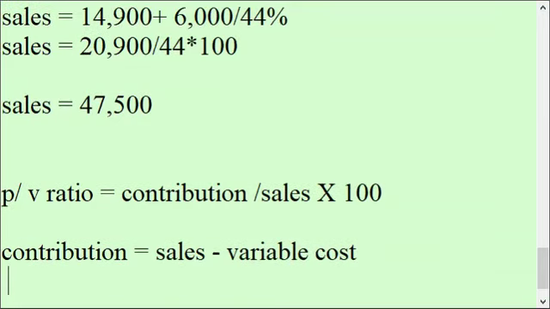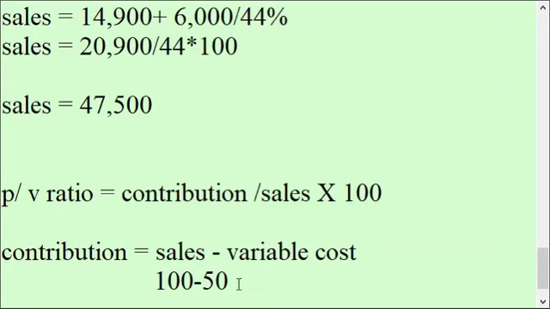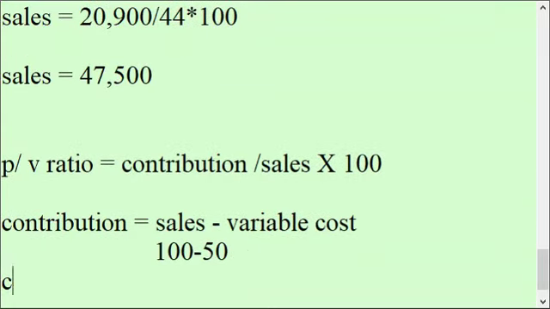Okay, so the selling price they have given, we take the selling price as 100 rupees and the variable cost is 50 per unit. Per unit wise only we can take it: 100 minus 50. So that will give a contribution of rupees 50.